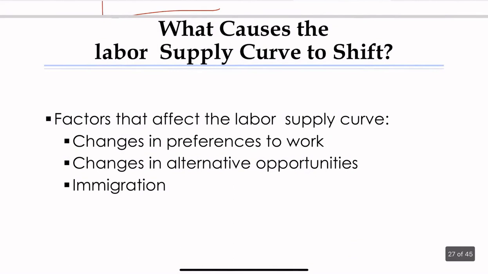Okay, now let's discuss the factors or the reasons which could shift the labor supply curve. There are 3 major reasons. The first is the change in the preferences to work. And the second is changes in alternative opportunities. Here opportunities means job opportunities. And the third is immigration.